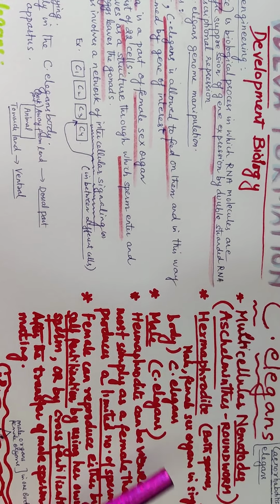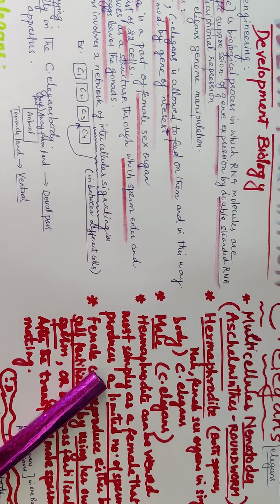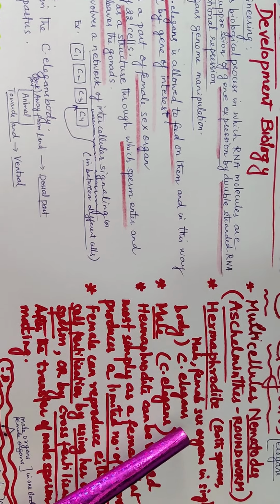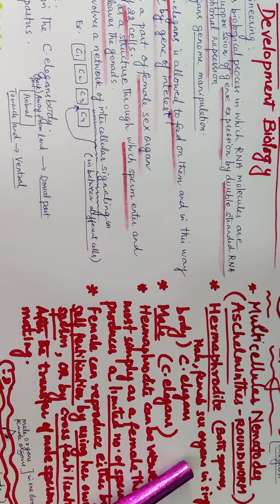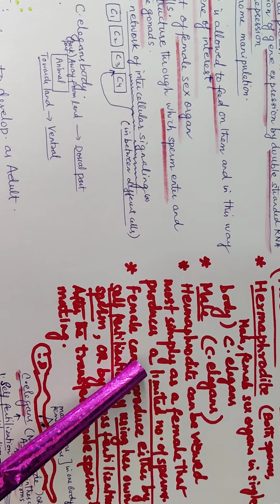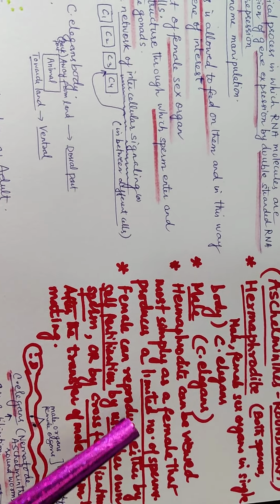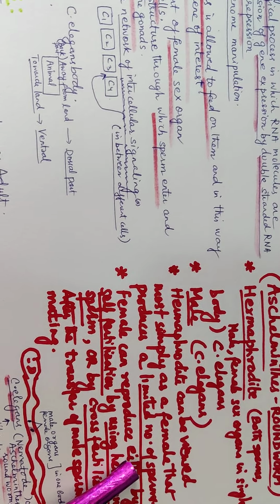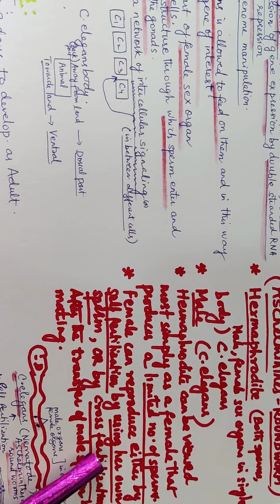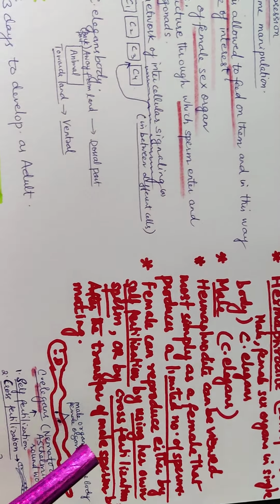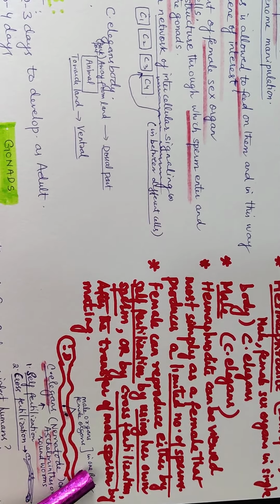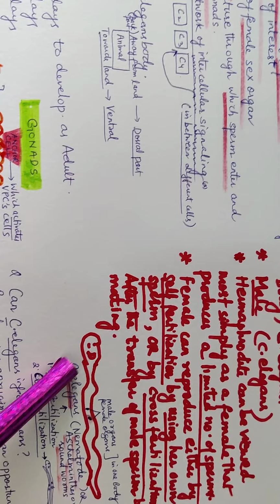And the C. elegans can be of two types, hermaphrodite C. elegans and male C. elegans. Hermaphrodite C. elegans will be having male and female sex organ in a single body. Hermaphrodites can be viewed mostly simply as a female that produces limited number of sperms. Female can reproduce either by self-fertilization by using her own sperms or by cross-fertilization after the transfer of male sperm by mating.